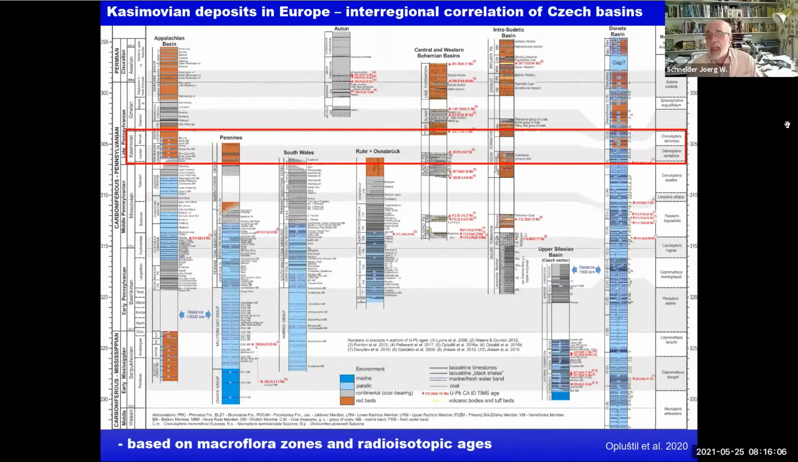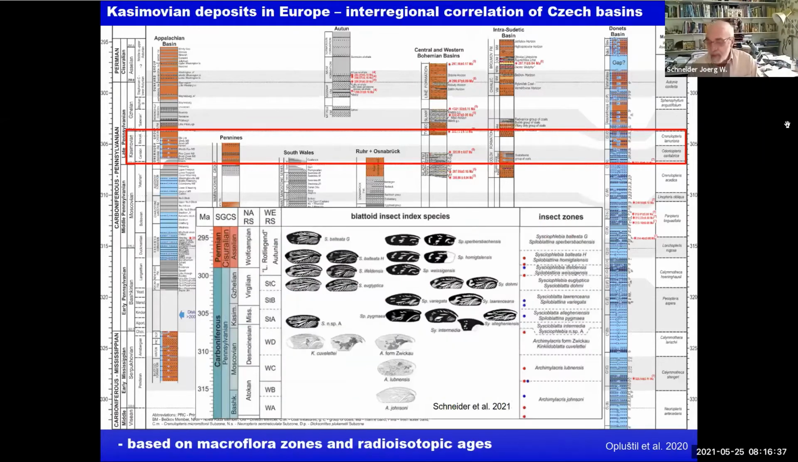Yeah, these Czech basins deliver us good possibilities for calibration of zonations, especially because of this huge amount of radioisotopic ages as shown here, which could also be used for interregional correlations across Europe to the east, to the Donetsk Basin, and to the Appalachian Basin in the west. Next. The red dots in the insect zonations are based to a large part on Czech basins. Next.